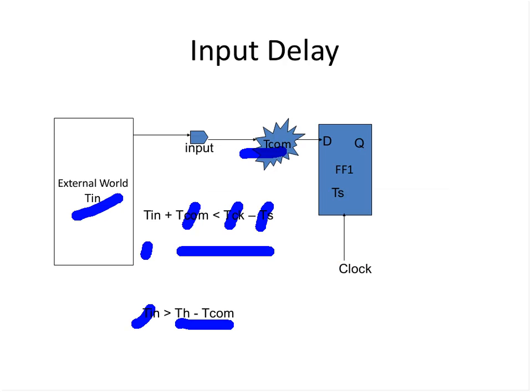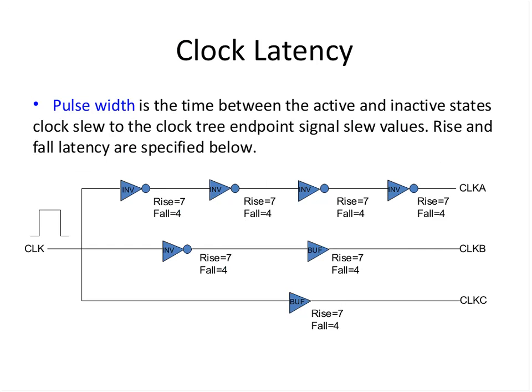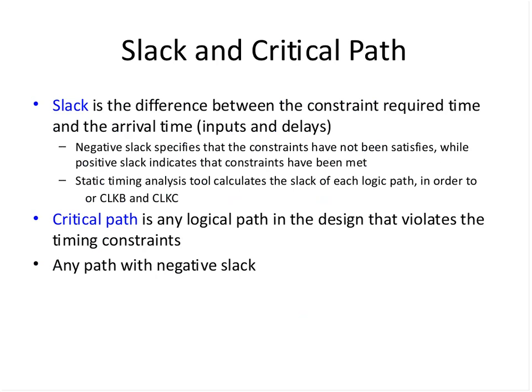So we saw clock latency and clock skew. We have also discussed slack and critical path. Slack is the difference between the path delay and the constraint. Negative slack means that the constraint has not been satisfied. Positive slack indicates that the constraint is met. The STA tool calculates the slack of each timing path in order to find the critical path. A critical path is any logic path that violates timing constraints. Any path with negative slack is called a critical path, right. There can be multiple critical paths.